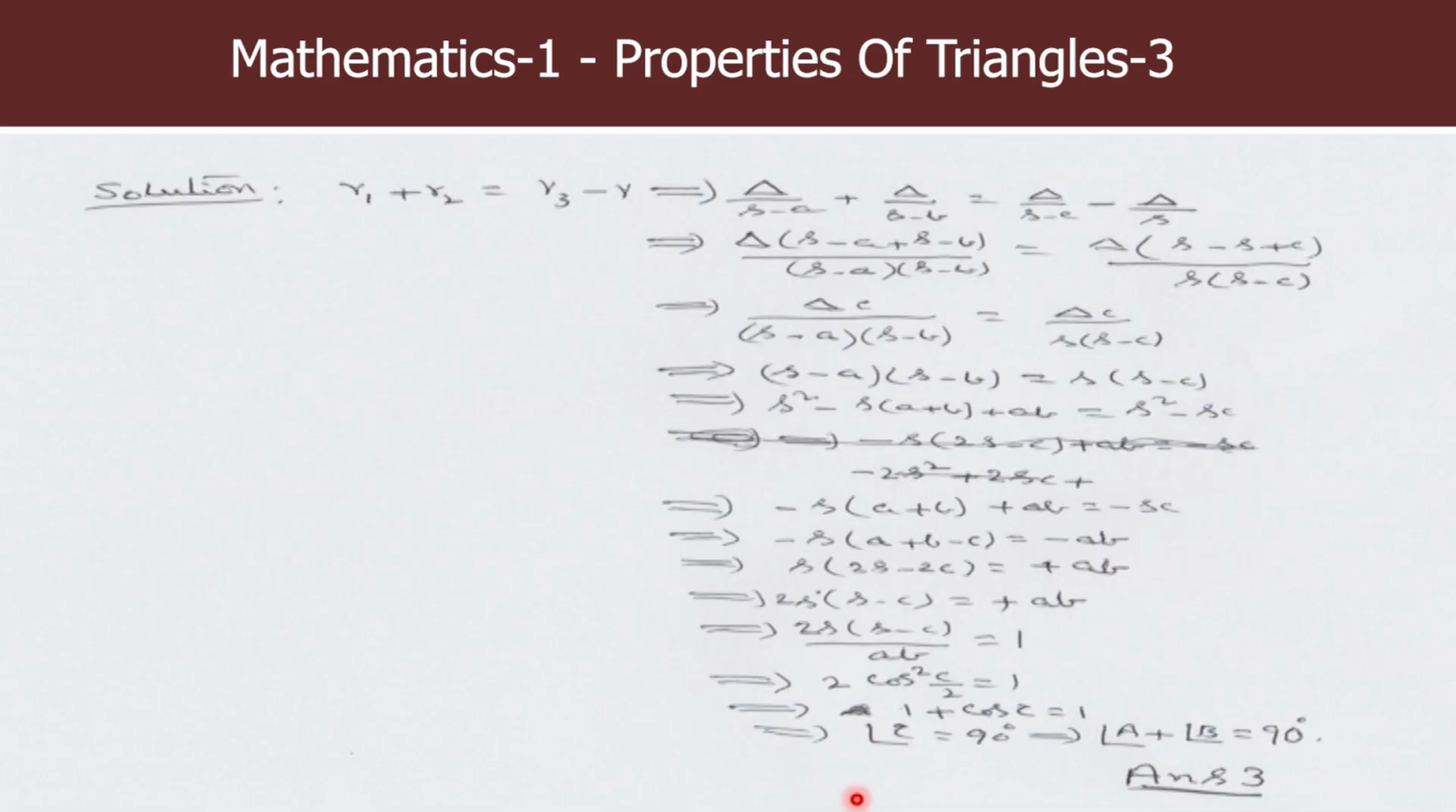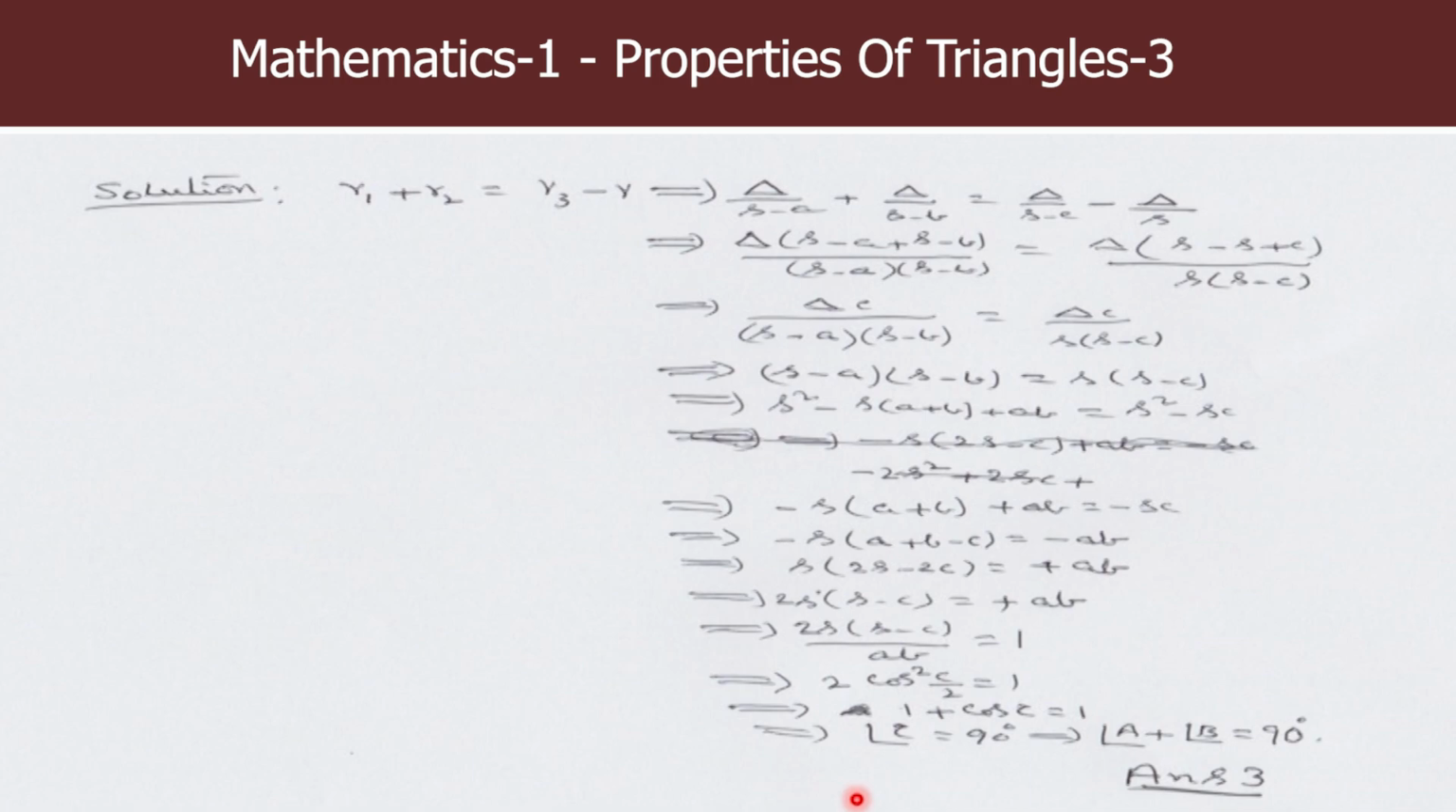But minus S into A plus B, you can write as A plus B minus C plus 2C, you can write it as A plus B plus C minus 2C. That indicates that S into 2S minus 2C is equal to AB, and 2S into S minus C is equal to AB. So it indicates that 2S into S minus C by AB is equal to 1.